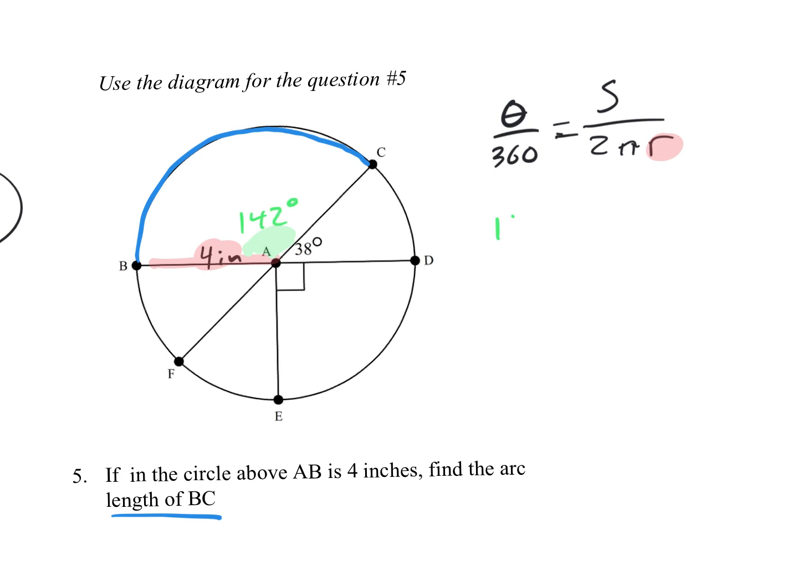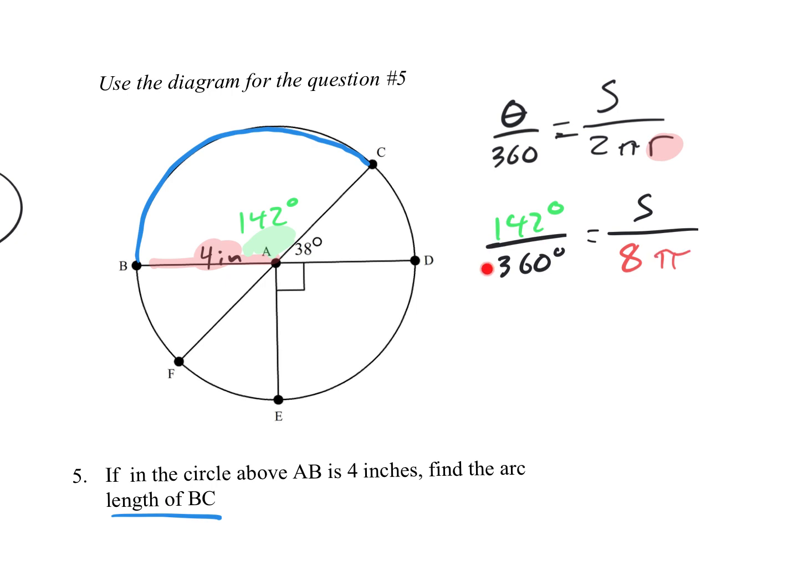So plugging everything in, I got 142 degrees here over 360 degrees equals S, which is what I'm trying to find, the arc length. And then on the bottom, if I plug in a 4 for radius, I would get 4 times 2, which is 8. So I get 8 pi. Don't forget about the pi symbol. It needs to stay there.